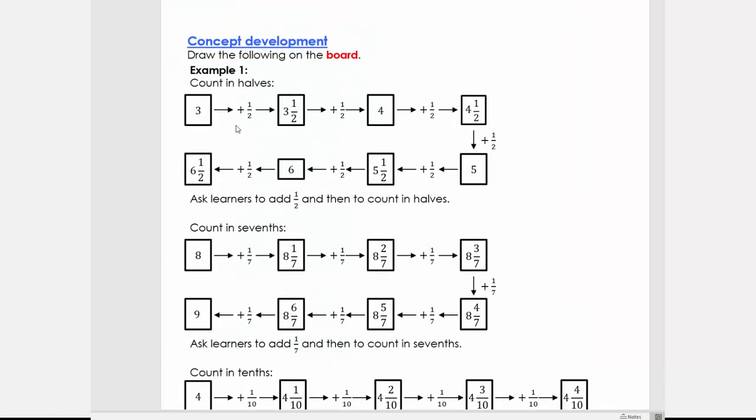Let's then go to the concept development for today. So here we're going to add a half every time to the given whole number. The whole number I gave you is 3. So you're going to add a half, so it's 3.5. If we add another half, it's 4. If we add another half, it's 4.5. So we can also count 3, 3.5, 4, 4.5. And we carry on with this until 6.5.